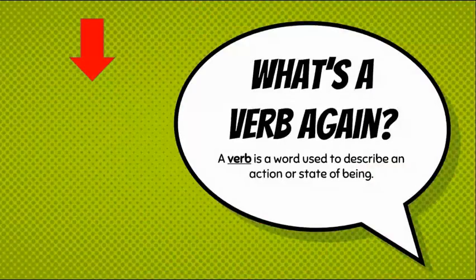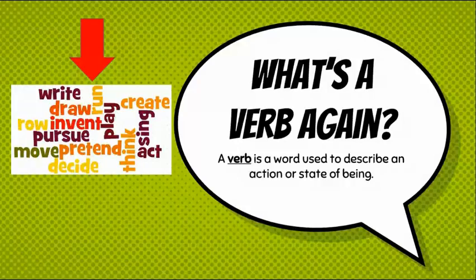So what's a verb again? Remember, a verb is a word used to describe an action or state of being. So here are some examples. Write, draw, run, play, create, sing, act. These are all verbs. These are things you can do. They have some sort of action.